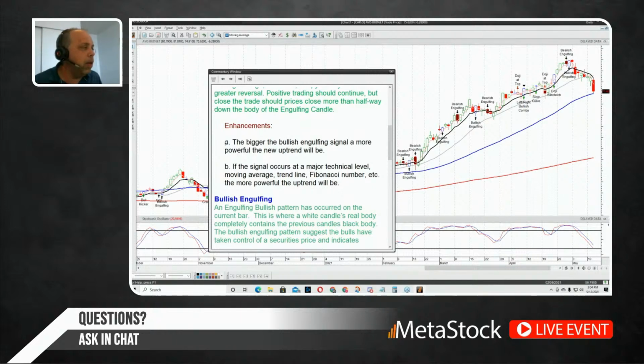The bigger the bullish engulfing signal is, the more powerful the new uptrend is going to be. So I'd look for bigger bars. Or if the signal occurs at a major technical level, like a moving average, a trend line, a Fibonacci, etc., the more powerful it will be. So those are automatically labeled for you.